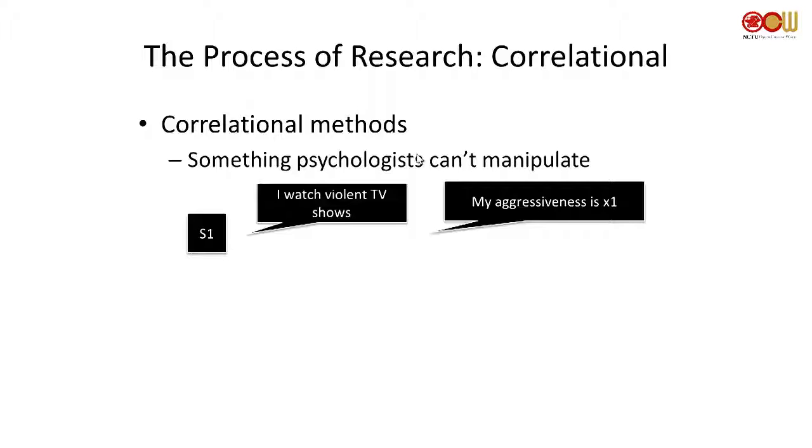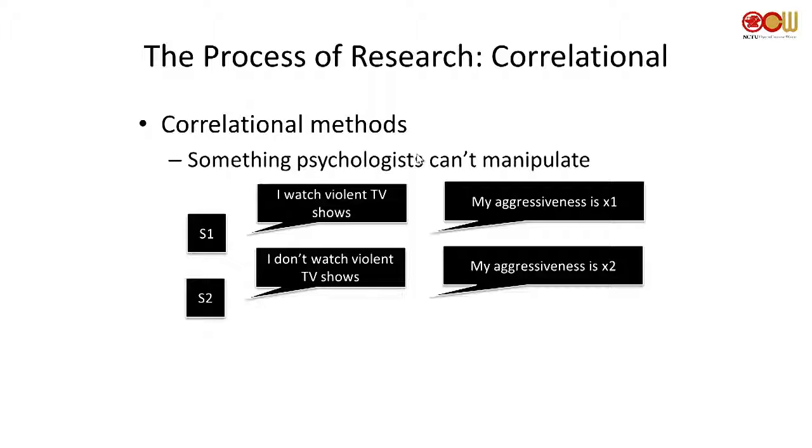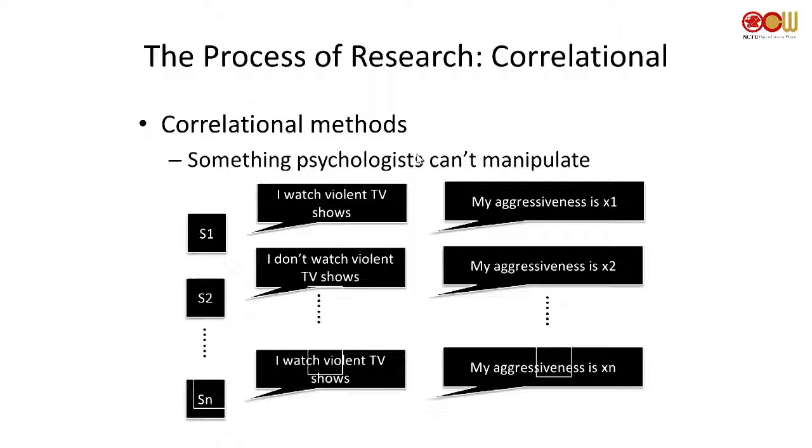And then subject 2, he tells you that he doesn't watch any violent TV show. So this number is 0. And also you give him a questionnaire to assess his aggressive level, and the result is X2. Okay. So you got another 2 numbers. And so on and so forth. You get 100 subjects. So you get 100 frequencies of violent TV show watching. You get 100 scores of aggressive levels. And then you do statistics.